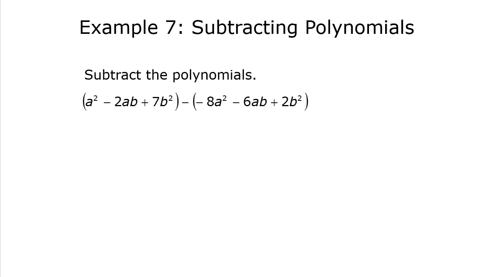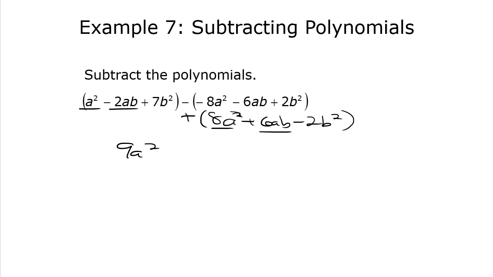All right, let's look at another example where we're subtracting all of this stuff, and we can think of it as just distributing the negative. So it becomes adding a positive 1, negative, negative. So we're adding 6ab and then subtracting the 2b squared. And now we go, okay, I've got 1 of them, 8 of them, I've got 9 of them. I've got a 6ab and a negative 2ab, so that's plus 4ab, negative 2 of the b squared, 7 of the b squared, so plus 5 of the b squareds.